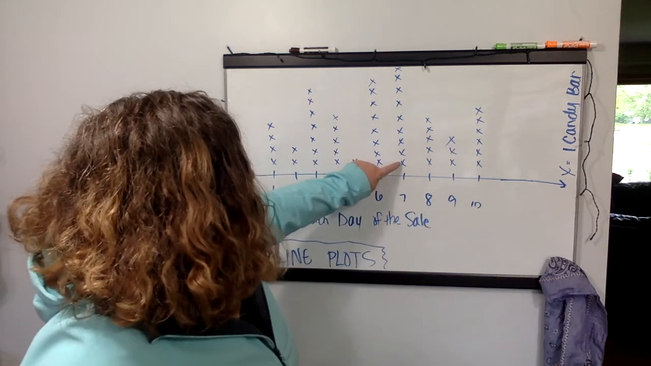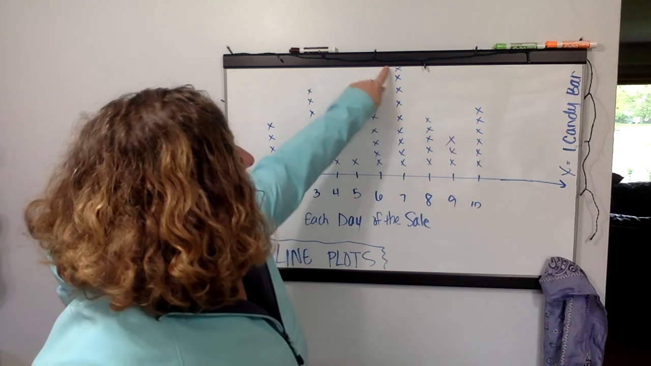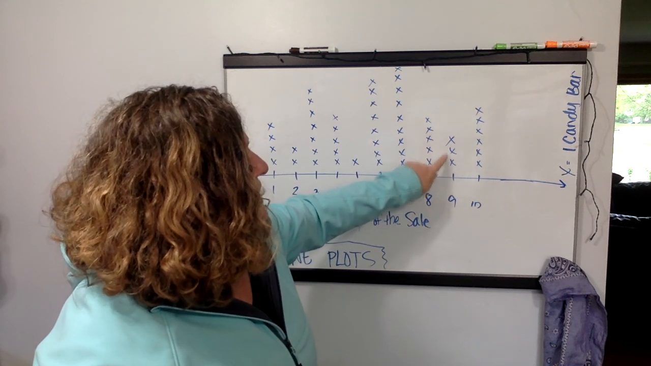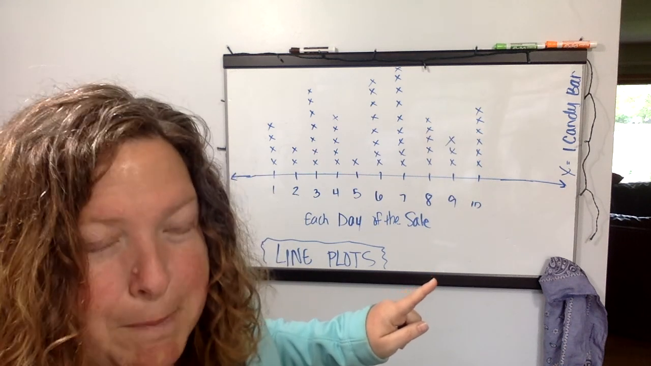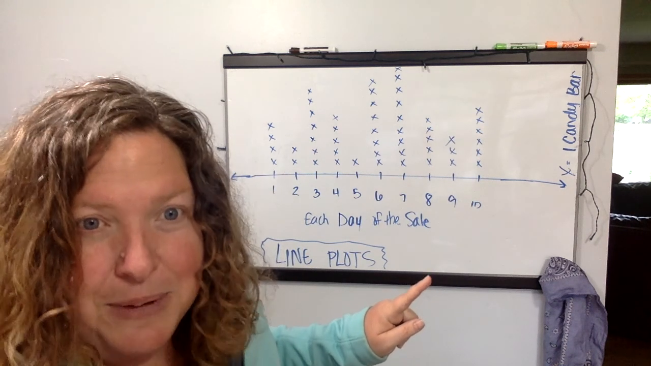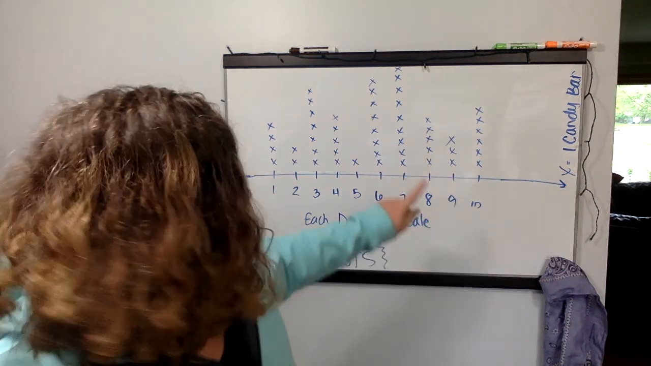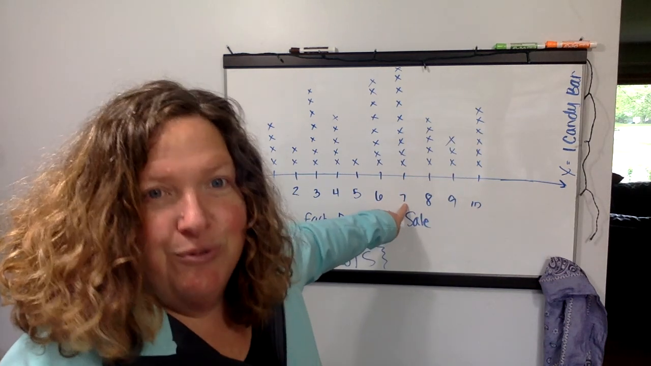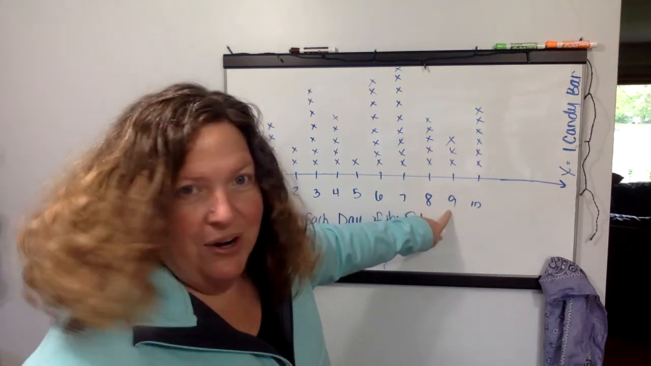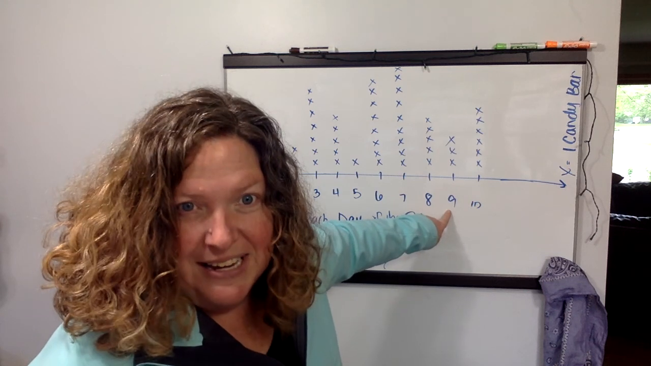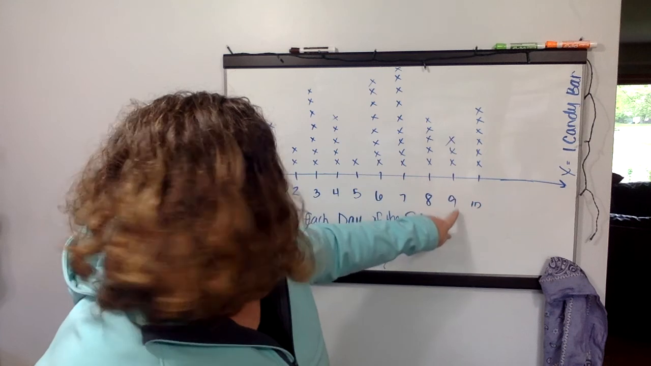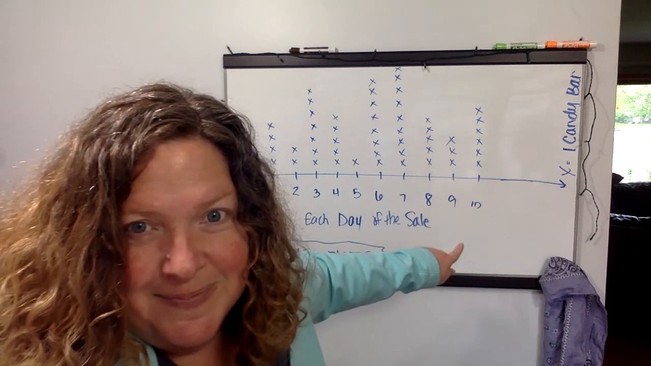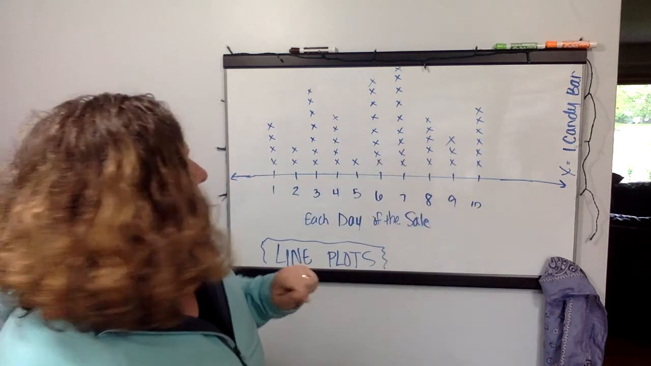Well, day 7 has 1, 2, 3, 4, 5, 6, 7, 8, 9, and day 9 has 3. Remember when we're talking about multiplicative comparisons, how many times? What we sold on day 7 is 3 times more than what we sold on day 9. On day 7, we sold 9. 9 is 3 times more than day 9. Day 9 was only 3.